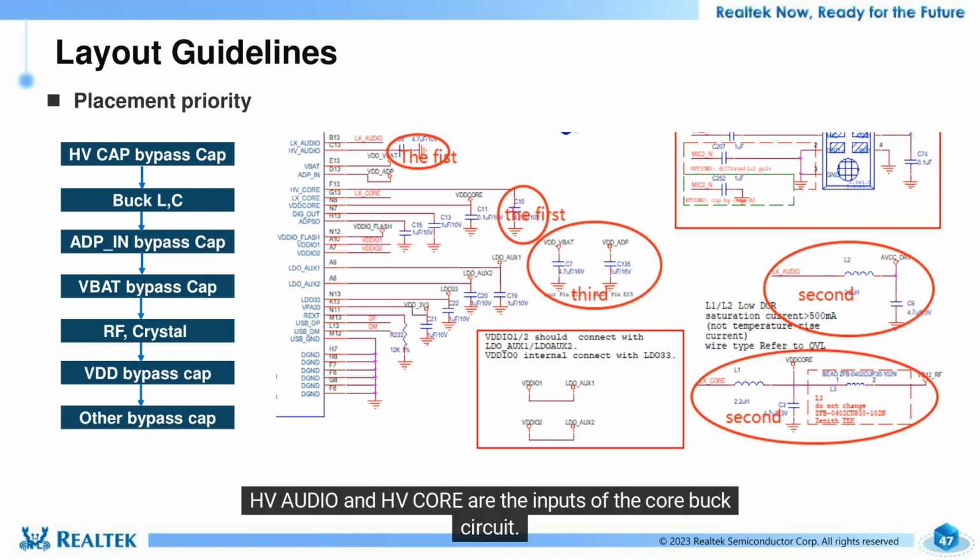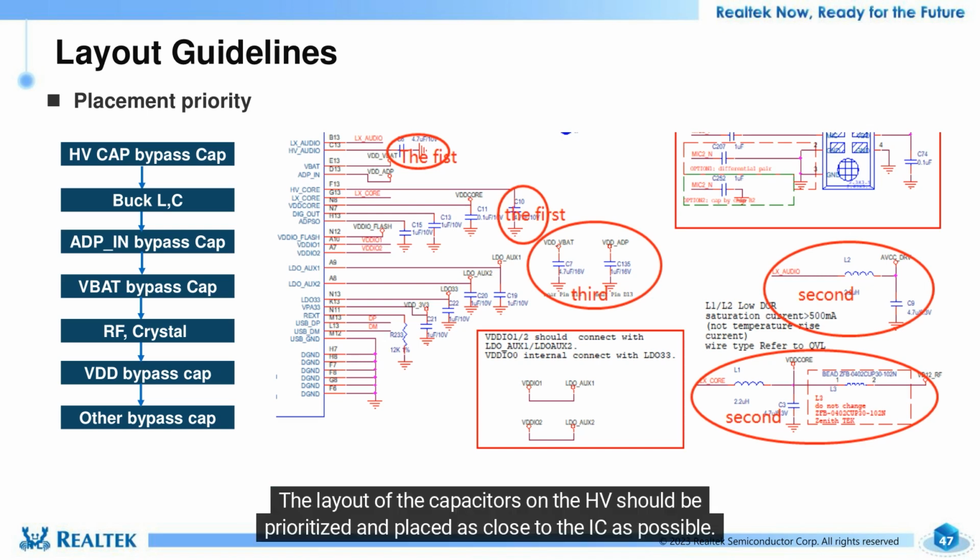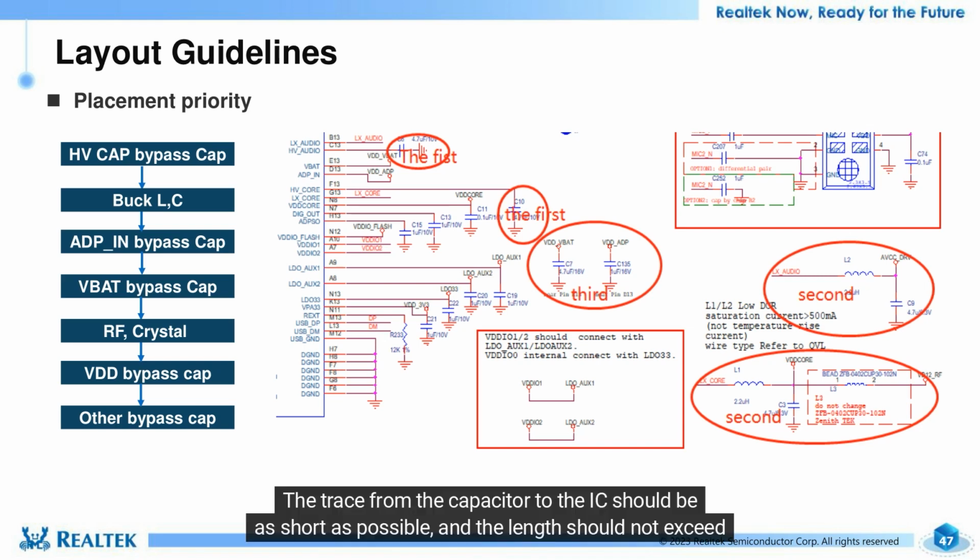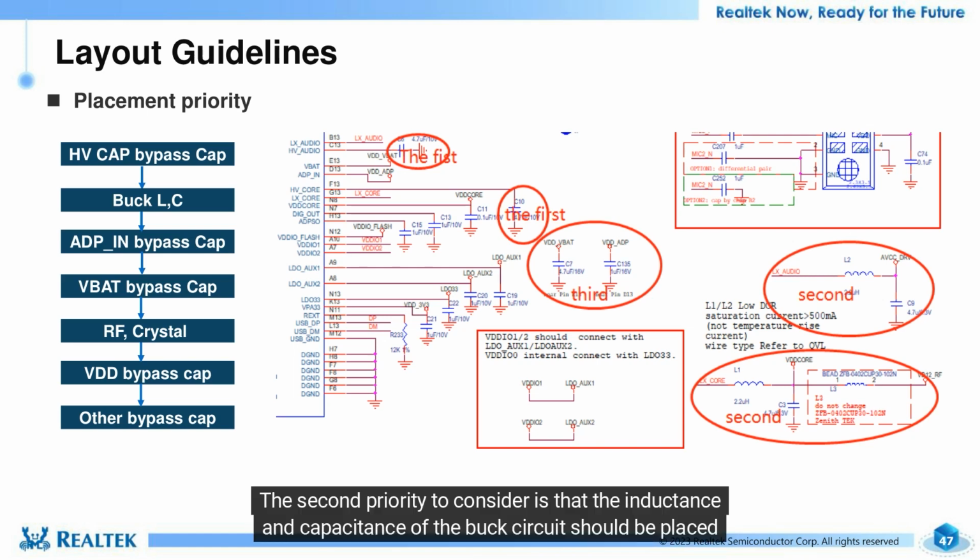HV audio and HV core are the inputs of the core buck circuit. The layout of the capacitors on the HV should be prioritized and placed as close to the IC as possible. The trace from the capacitor to the IC should be as short as possible, and the length should not exceed 100 mm.